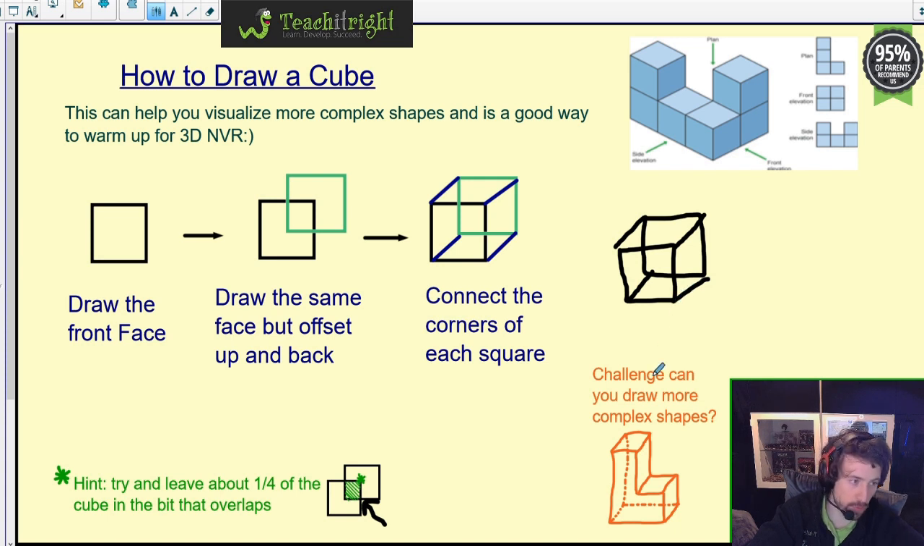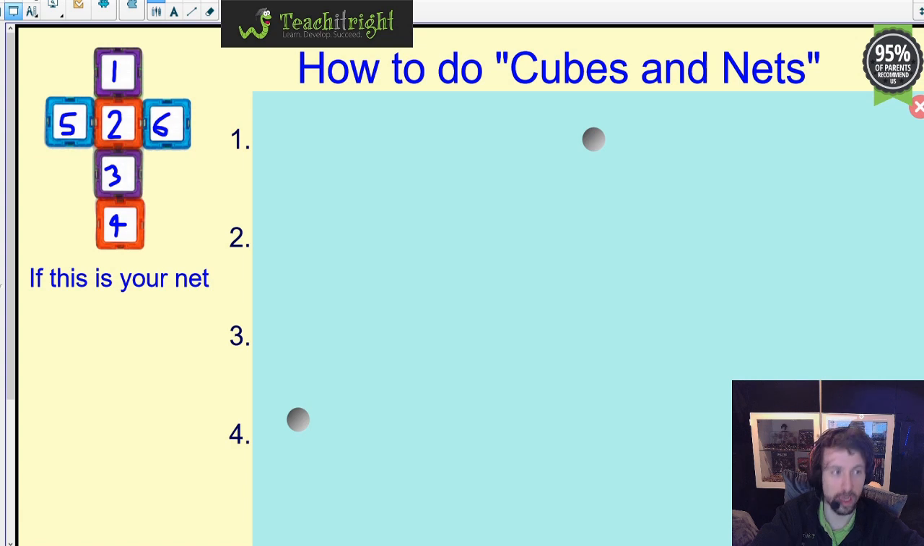And that's useful because you may want to do notes. On the next slide, I recommend drawing a nice big one because that'll make the labeling far easier. And this will help for all sorts of NVR questions. So it's just a useful little skill. Let's now go through the 4 tips, the 4 hints for how to do the cubes and net style questions.